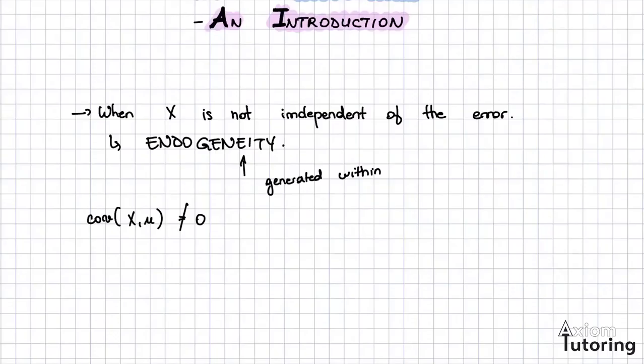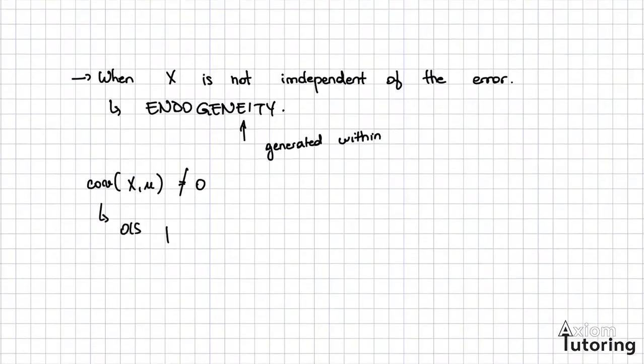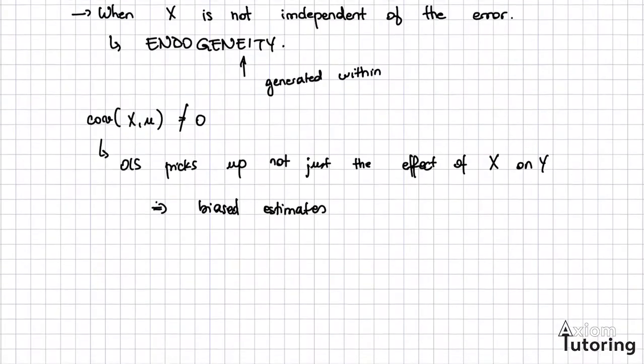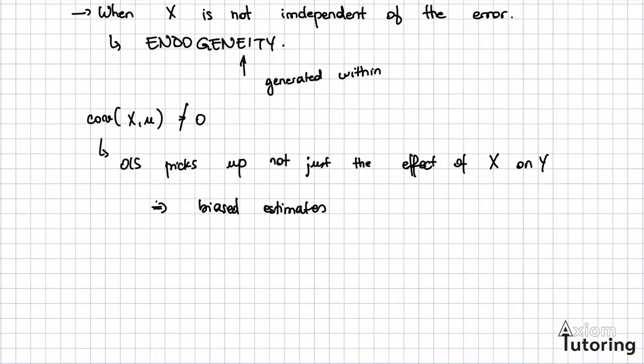So why is this a problem? If X and U are correlated, it means that OLS picks up not just the effect of X on Y, but also the effect of whatever is hiding in that error term, which means that we're going to have biased estimates, which means on average what we're estimating is wrong, and mostly inconsistent estimates. So it doesn't get better if you add more data.